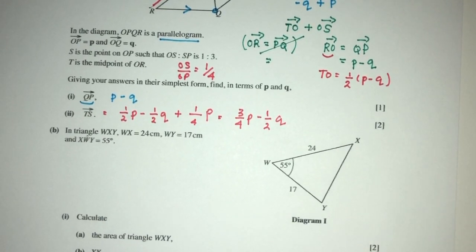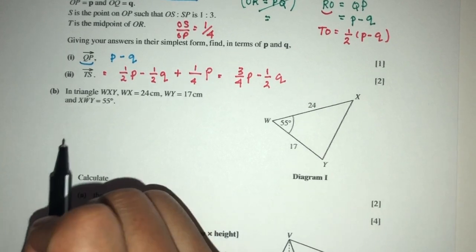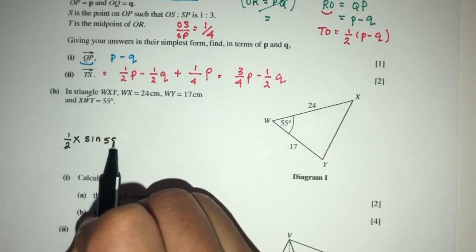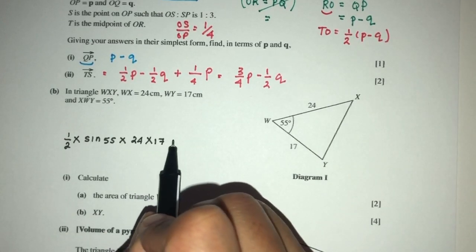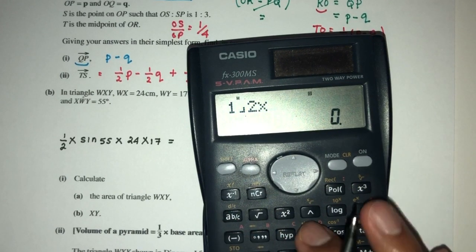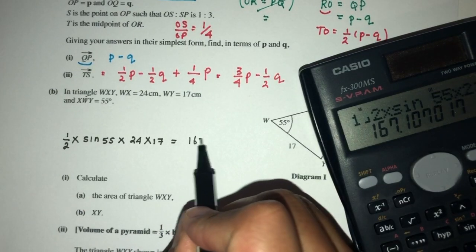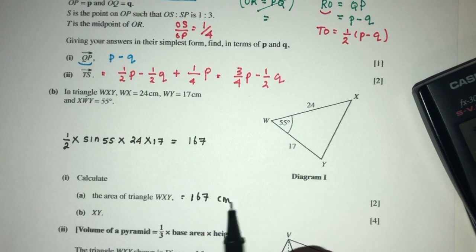In triangle WXY, WX is 24 and WY is 17, and we also have the angle. Part 1 is to find the area of this triangle. Pretty easy. Using your formula here will be half times sine of the angle times the two sides around the angle. This is the other formula we have to know for area of triangle. Half times sine of 55 times 24 times 17. That will be 167, correct to 3SF. That will be centimeters square.